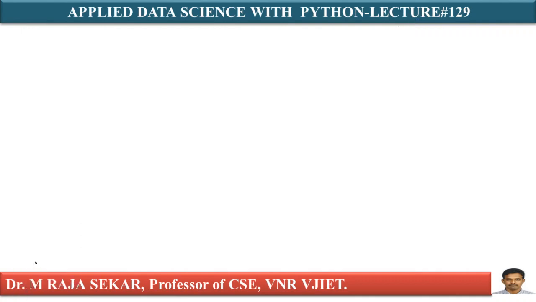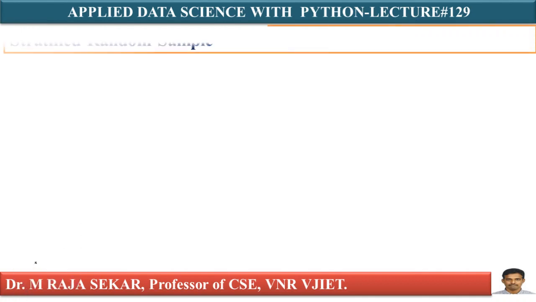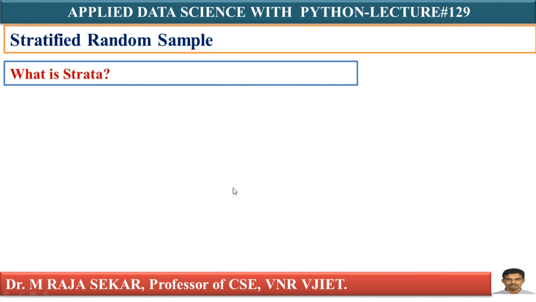In this lecture, we will try to understand stratified random sample. First, we will try to understand what is strata. Population is divided into non-overlapping subpopulations called strata. We know what is population. I already discussed what is population in my previous lecture.